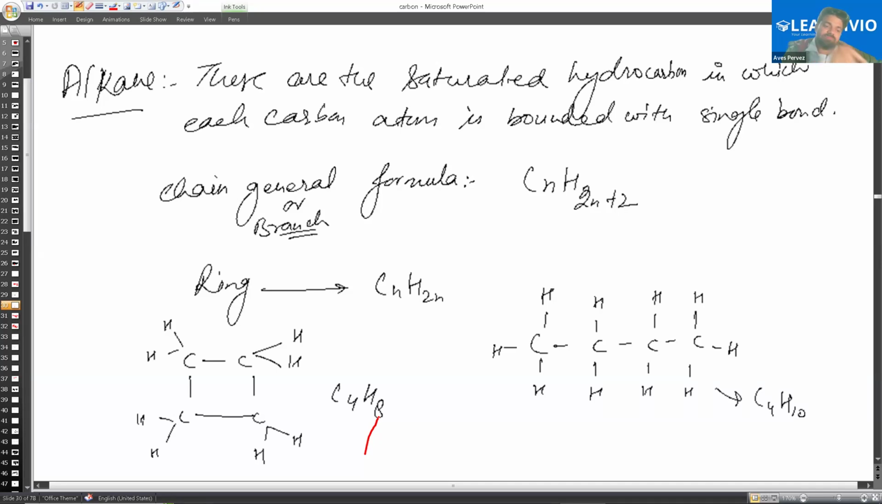So in this formula, N will be the number of carbon, right? N represents the number of carbon. In CnH2n+2, N is the number of carbon.